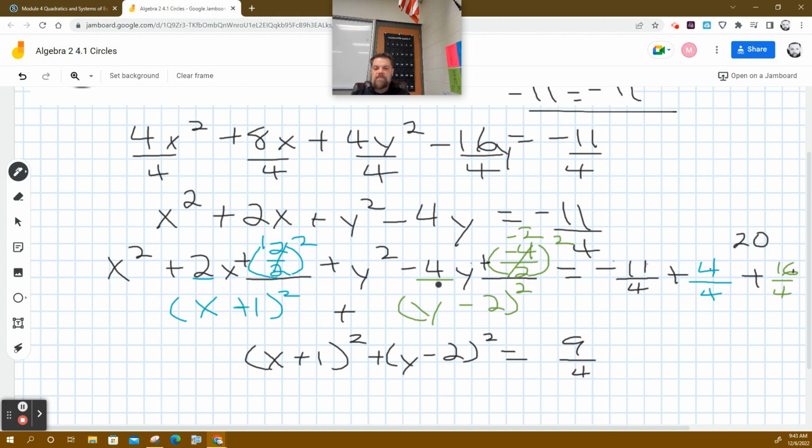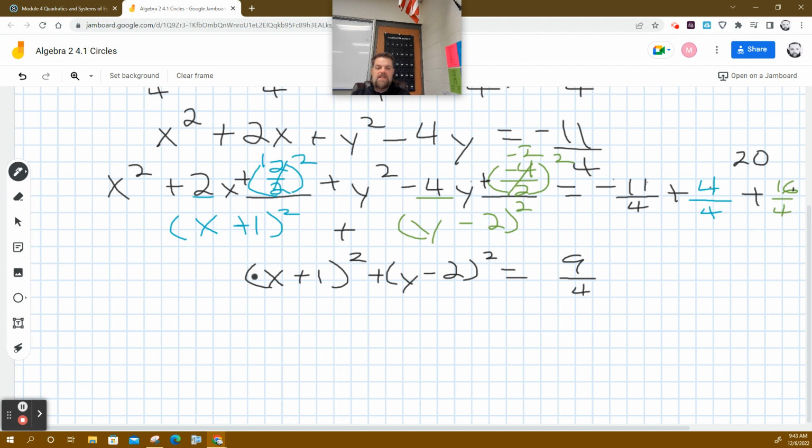Okay? Now, that's rigged up in a sense because h has to equal negative 1. k is going to equal positive 2. Remember, it's the opposites of what you see in the parentheses. And then remember that this is r squared, so r is going to equal the square root of 9 over 4. And if you use the properties of square roots, that's the square root of 9 over the square root of 4, which is going to be 3 over 2.